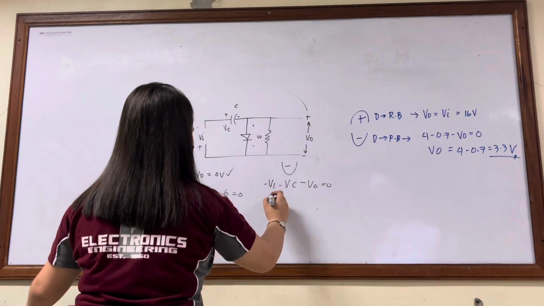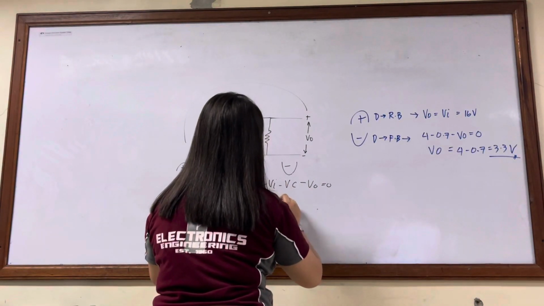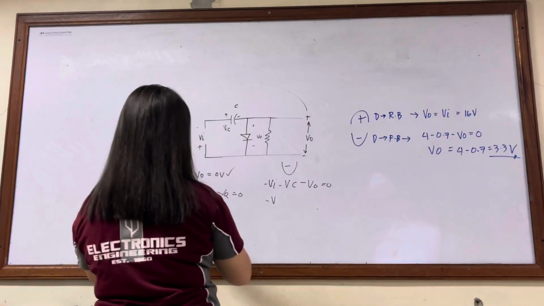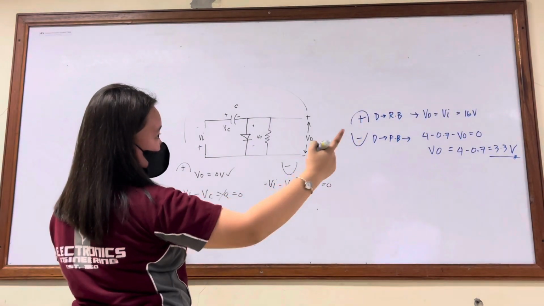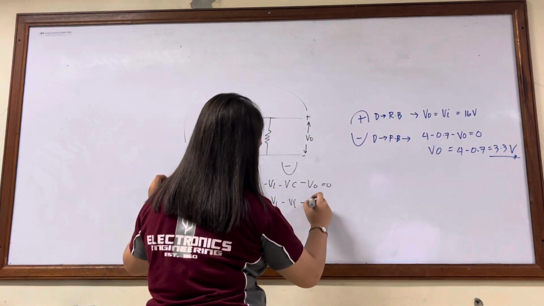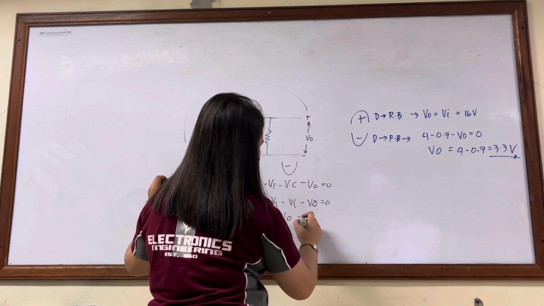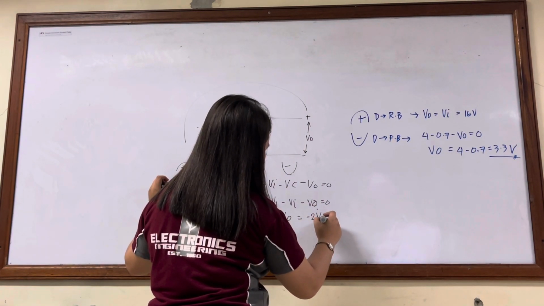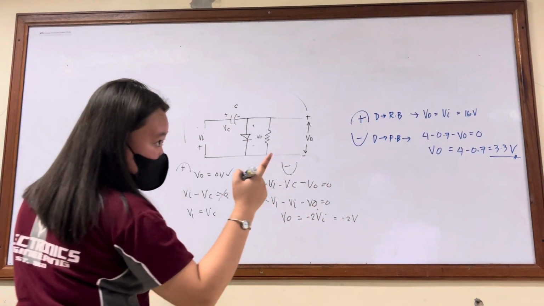So V output is negative VI, and VC is equal to V input. Okay? So negative VI minus VI minus VO is equal to 0. So V output is just negative twice our VI, or negative 2 VI.